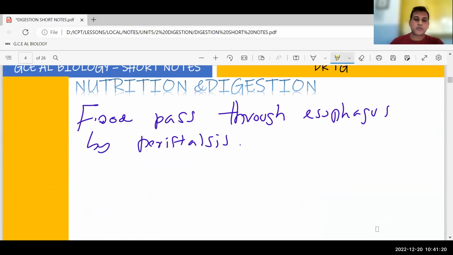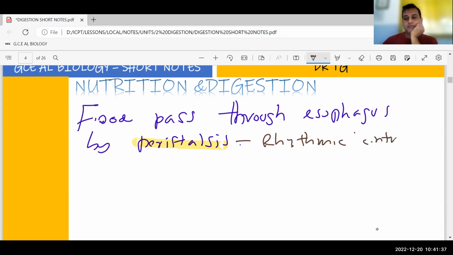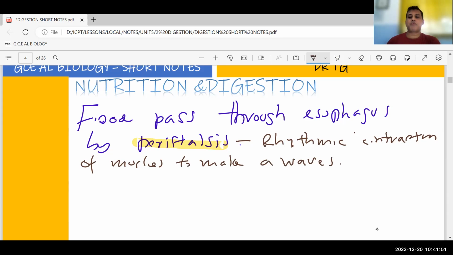Okay, you can write it. Food is passed through the esophagus by peristalsis. So what is peristalsis? We can write, it's a rhythmic contraction of muscles to make waves. The muscles contract just like a wave, and then food can pass through it. So it is something like this.